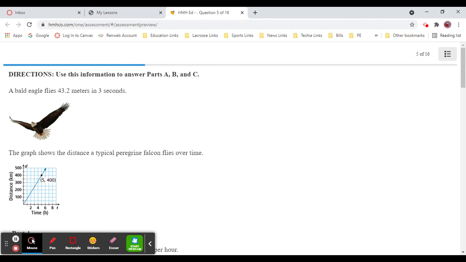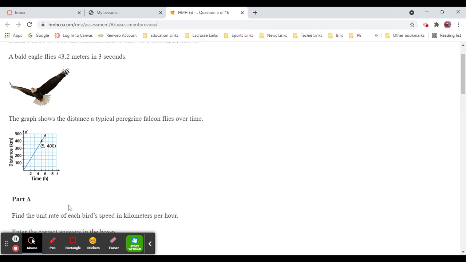Well, the bald eagle flies 43.2 meters in 3 seconds, and the peregrine falcon flies 400 kilometers in 5 hours. Essentially, I want to find the difference between the two. This one I can find the unit rate for the peregrine falcon because I just need to go 400 divided by 5, and that's going to give me its unit rate.